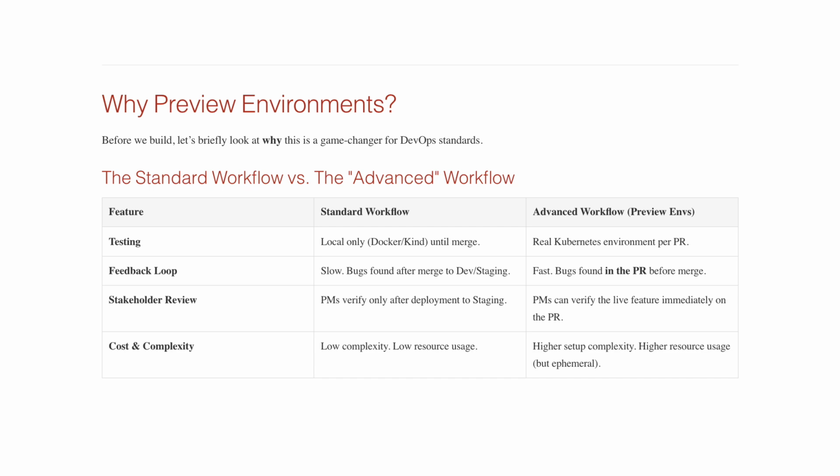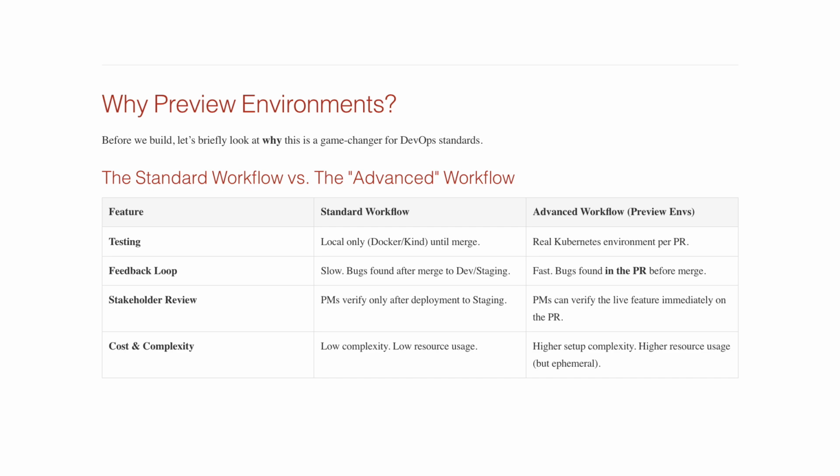In a standard workflow, testing is local only, using tools like Docker or Kind until the merge happens. In the advanced workflow, we have a real Kubernetes environment per PR. Next, the feedback loop. In a standard workflow, it is slow. Bugs are usually found after the merge to dev or staging environments. In the advanced workflow, it is fast. Bugs are found in the PR before the merge.